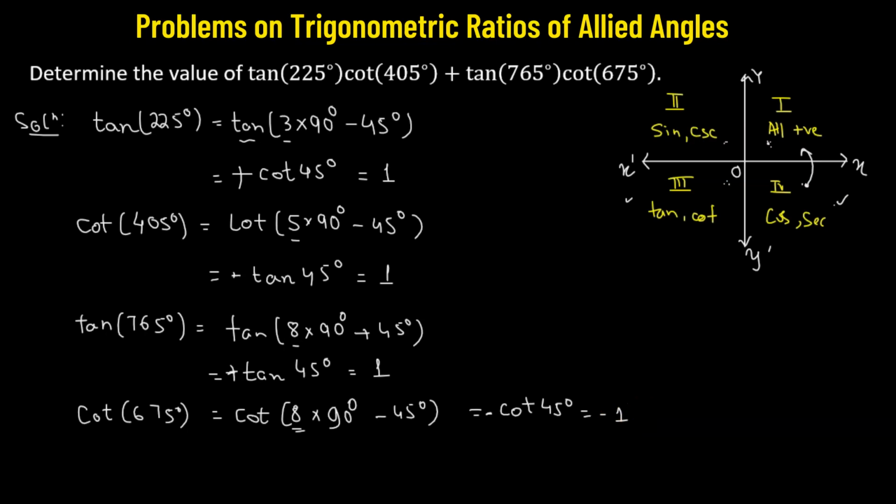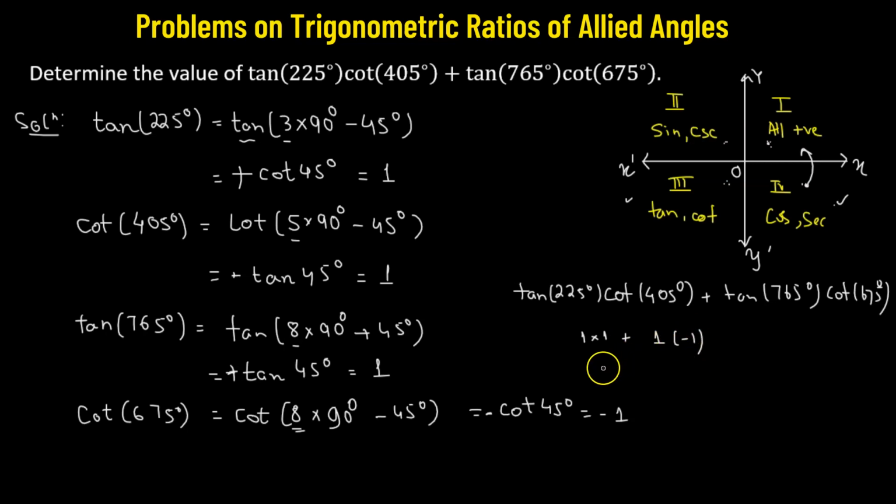Now finally, we will substitute these values into the given expression. So we are given tangent of 225 degrees multiplied by cotangent of 405 degrees, added to tangent of 765 degrees multiplied by cotangent of 675 degrees. So we have 1 multiplied by 1 plus 1 multiplied by negative 1. So we have 1 minus 1, which corresponds to our value 0. So that means the value of the given trigonometric expression is 0.